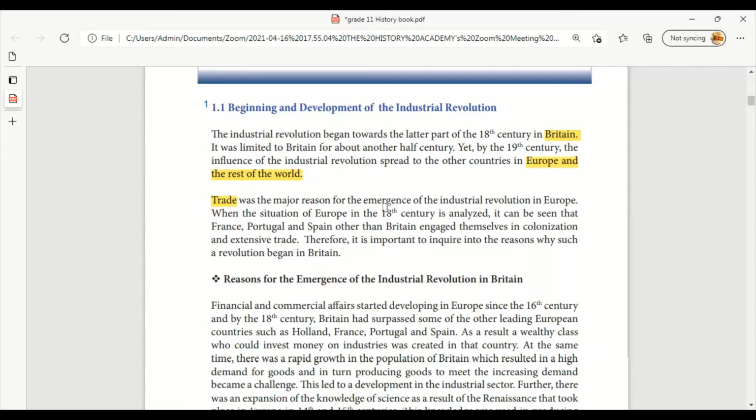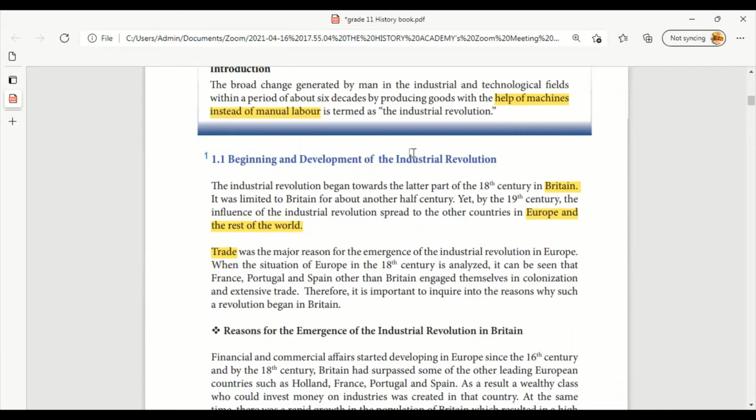By the 18th century, many countries were trying to capture other countries. That means they were engaging in colonization, and due to that, there was extensive trade. Even the Dutch and Portuguese came to Sri Lanka due to the trade benefits, right? So therefore, it is important to inquire into the reasons why such a revolution began.